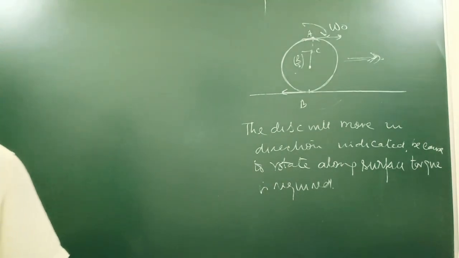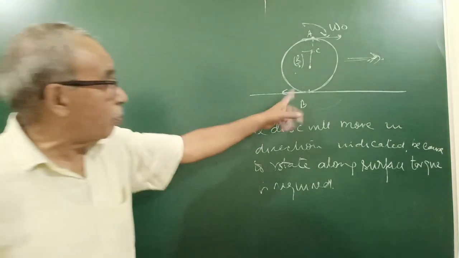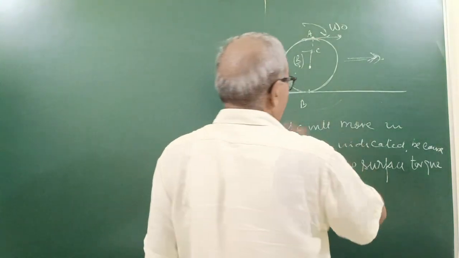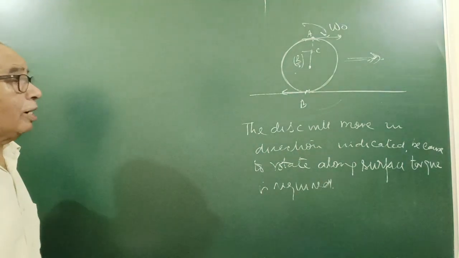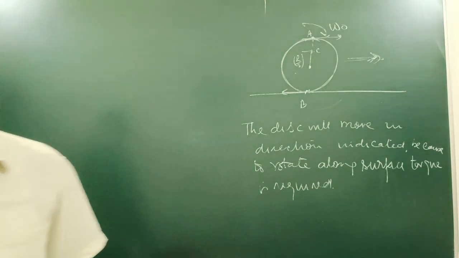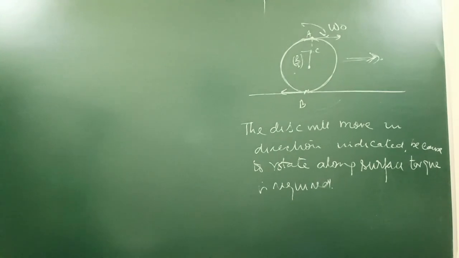Then part D. If the surface of the table is not frictionless, then what will be the direction of the force of friction? If the surface has some friction, then he asks: what is the direction of the frictional force at B and the sense of frictional torque before perfect rolling?